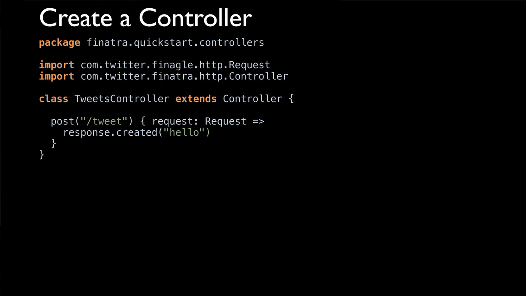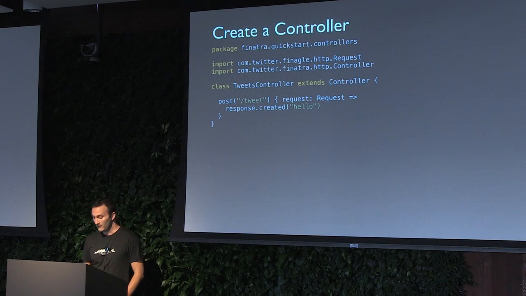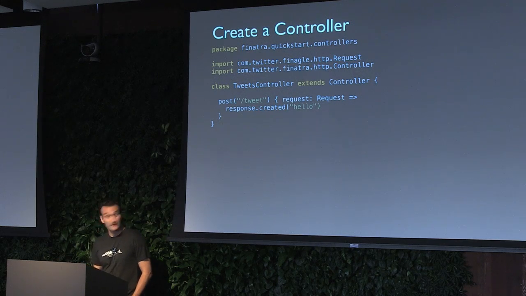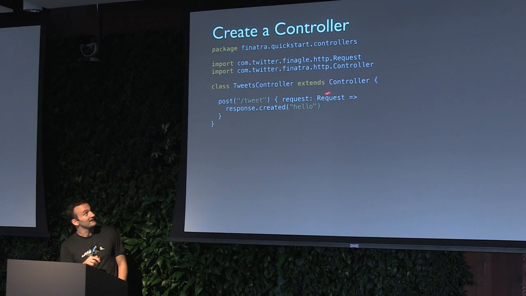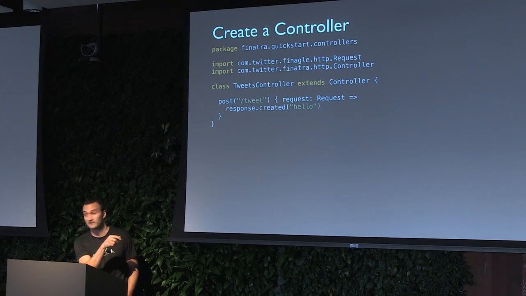So in order to get this test passing, now we can create a controller. Controllers extend the controller class, and they follow the Sinatra style: HTTP method, route definition, and then a callback to handle that request. In this case, we directly take in a Finagle HTTP request as our input. And we use a response builder that's provided to us by the controller to create a response. So in this case, we'll return a HTTP 201 created response and a body of hello.